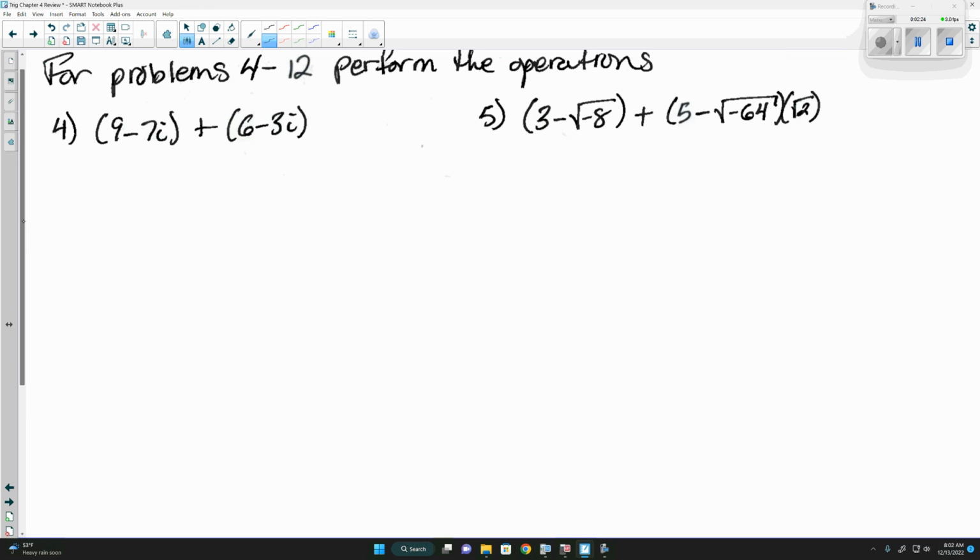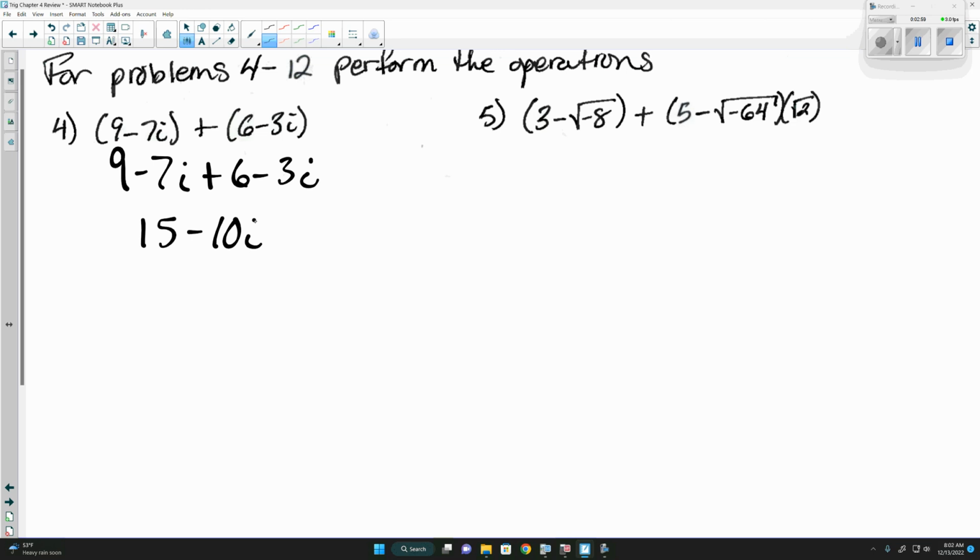Questions on 4 or 5 that y'all want to look at? Four. So we could actually plug this straight into a calculator and it would give us the answer. If we did it by hand, we can drop the parentheses because it's plus. 9 plus 6 is 15. Negative 7i minus 3i is going to be negative 10i. So combining like terms.